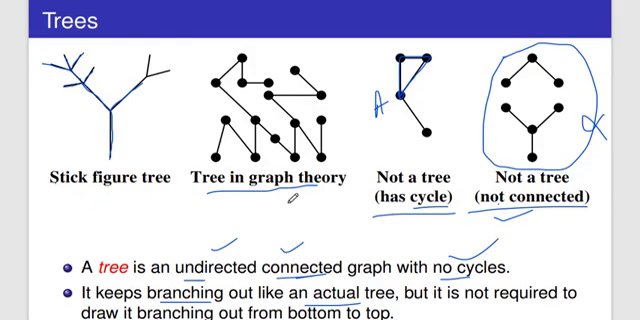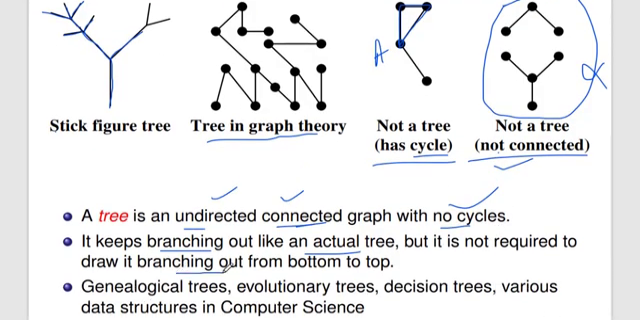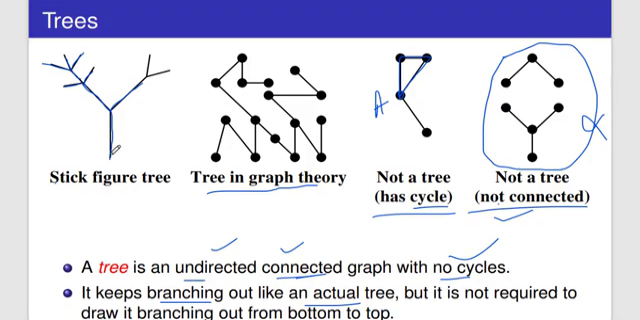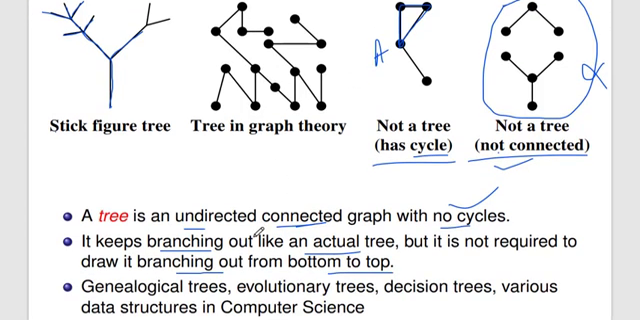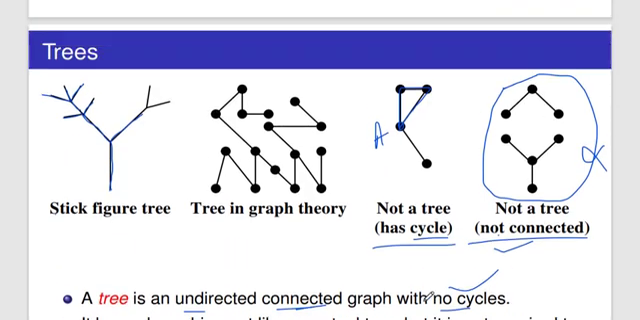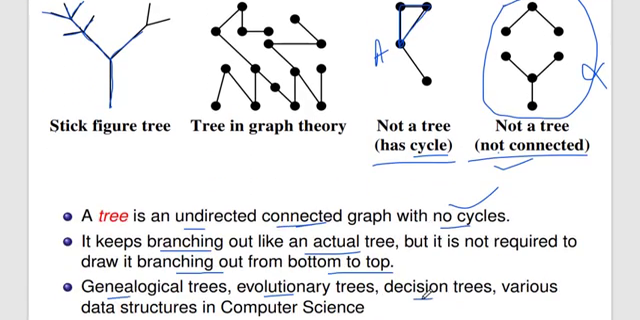It keeps branching out, but it's not required to draw it branching out from bottom to top like this. This is also a tree and this is also a tree. We will not require that it comes out like this. It's a parent and branches, or like this. This is also a tree. It has the same property as an actual tree. Various types of trees are genealogical, evolutionary, and decision trees. This is also used in computer science. This graph theory is also used in your computer science.